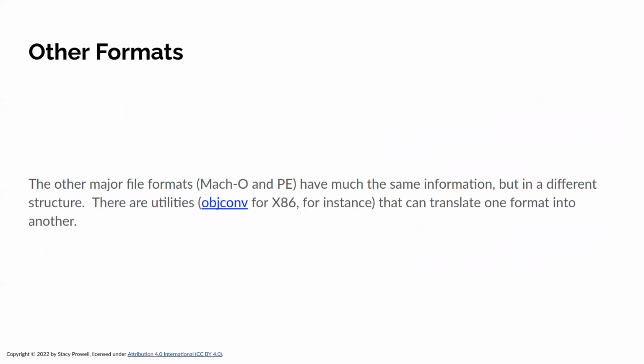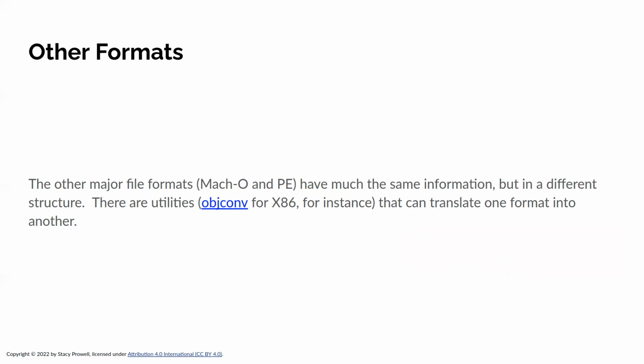Other major file formats, they have the same stuff, just in a different order in different places. Maybe they have different names for some of the parts. Sometimes they don't allow all the same stuff, like all executables are dynamically linked on the Mac, whereas you don't have to do that on other platforms. And there are similar utilities on those. Or you can build the GNU utilities, and you can use objdump and so on to look at what's in a Windows file. That's fine.